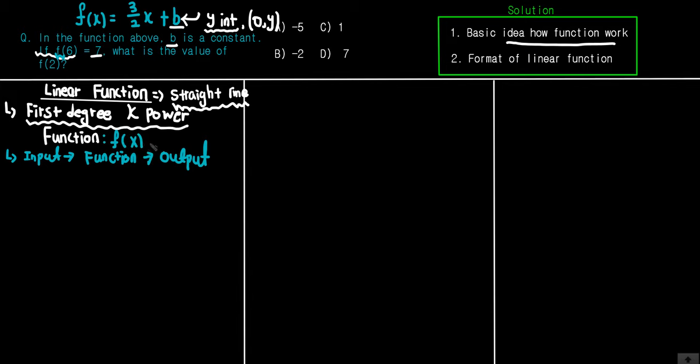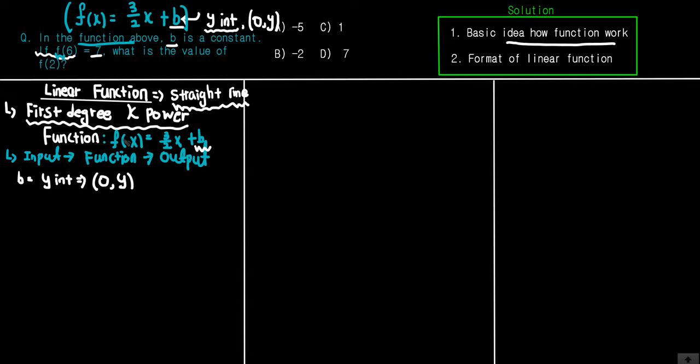And the function contains a specific equation. The function right over here is our specific equation: 3 over 2x plus b. At first, all you have to do is fill in every missing value. The missing value in this case is b, which is a constant. But as we have learned, b is the y-intercept, which means the x coordinate is 0 and the y value exists.